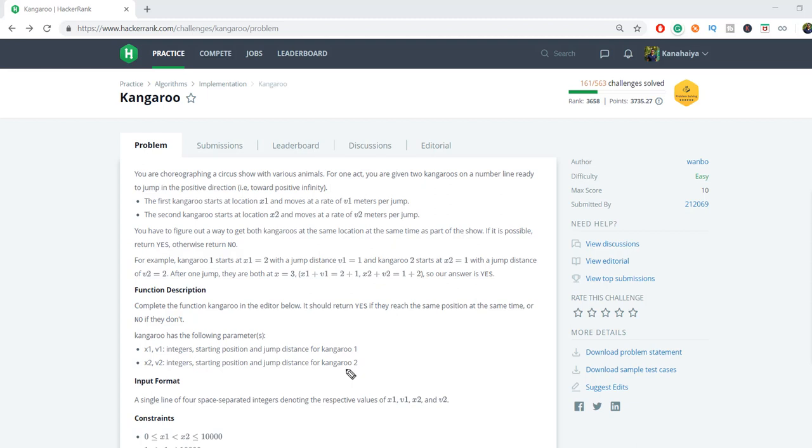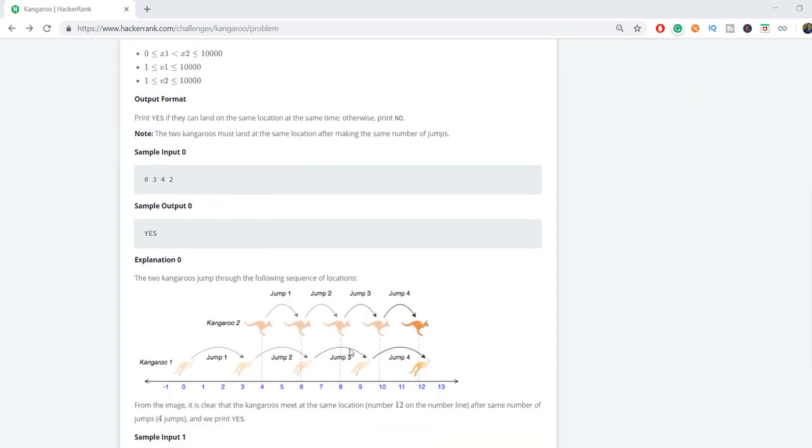So let's see the sample input guys. So this is the sample input. We have been given four integers x1, v1, x2 and v2, and the same you can see in this diagram also. This is x1 which is 0, so 0 represents the x1 position, and then we have v1. You can see this is v1, which is shown by 3 units of distance. Then we have x2 which is 4, so this is x2. And then we have v2, so you can see this is v2, 2 units distance for each jump.